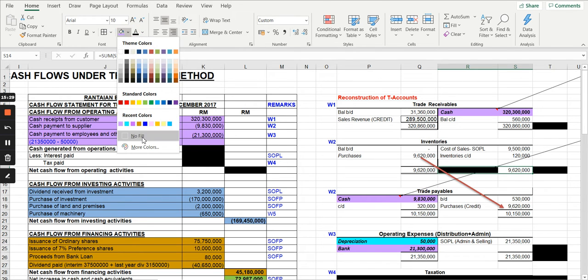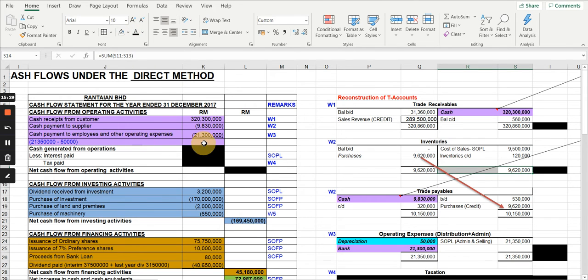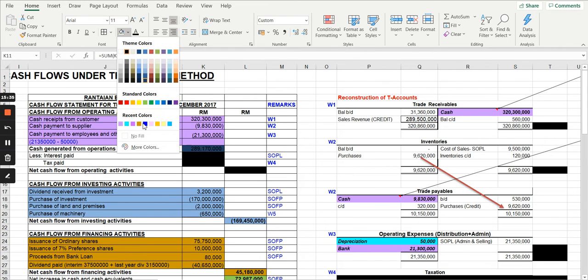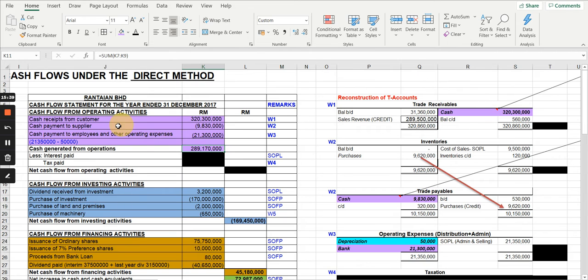Okay. Next, we go on looking at what is our cash generated from operation. From operation means our operating cash flow. Next, go and find what is the interest paid. So this is a direct item. Interest paid, there is no accrued or prepaid interest.